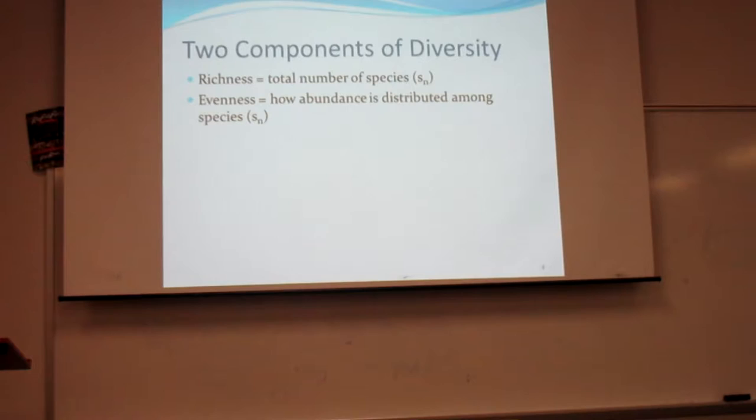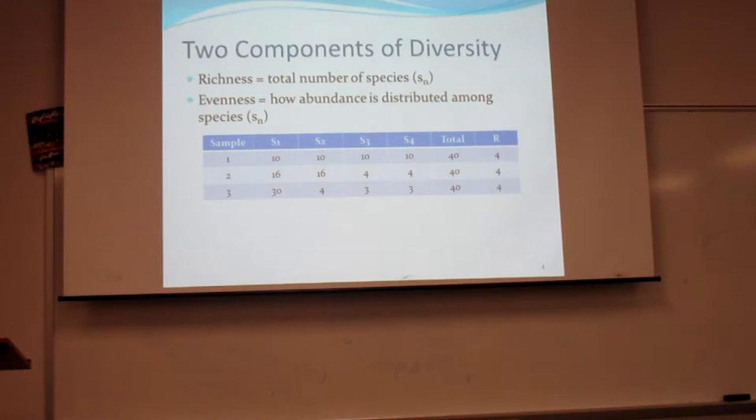Okay. And in order to do this, we actually need our tables to look like this instead of what we had previously. We need a column for each species. So if we have species 1, 2, 3, and 4, we need to know how many individuals of each species were in the sample. From that we can find the total number and then the R. Notice that the R, the richness, is exactly the same among the three samples, right? But between those three samples, our evenness, our distribution, is very, very different, right?